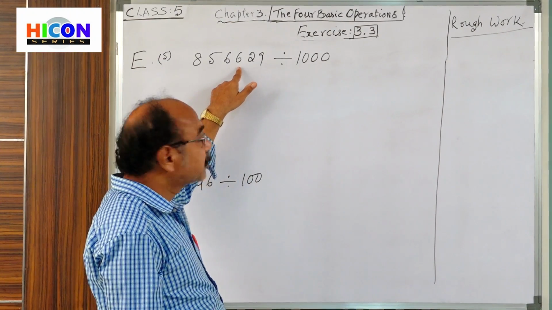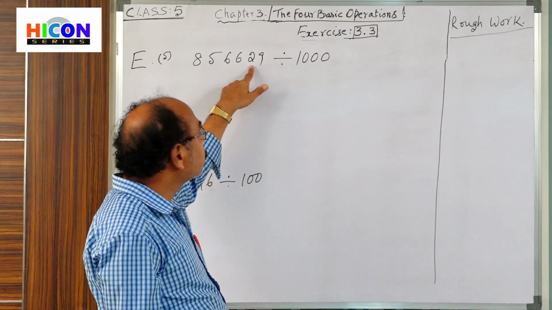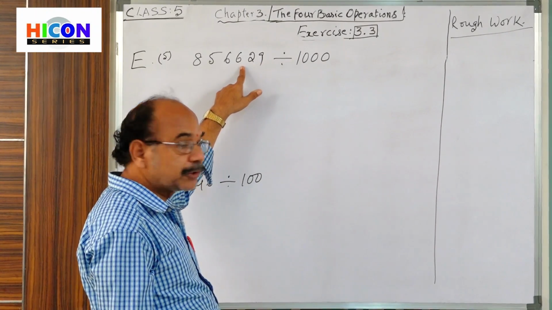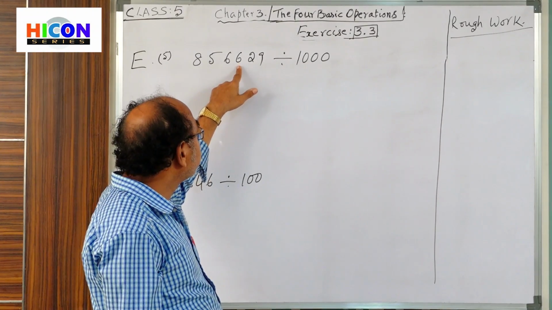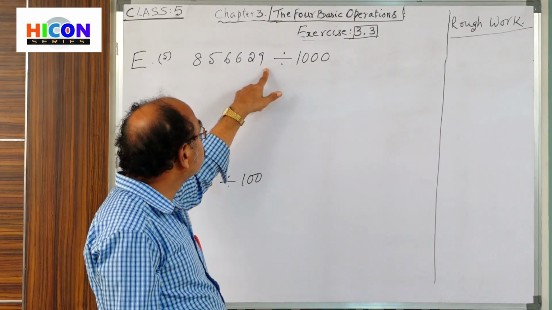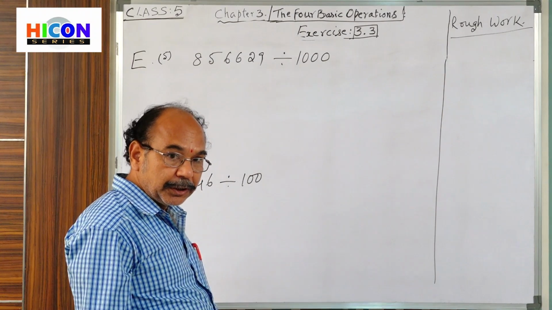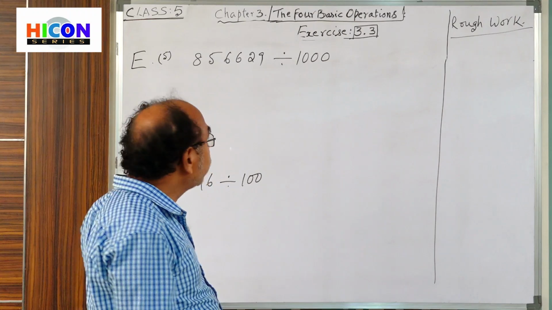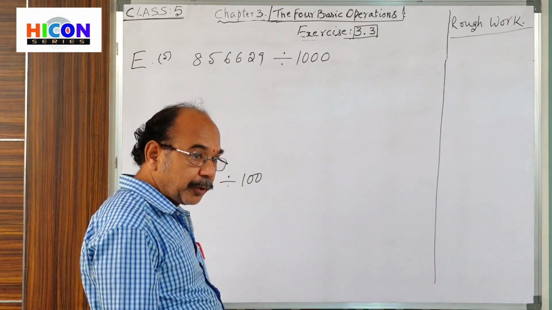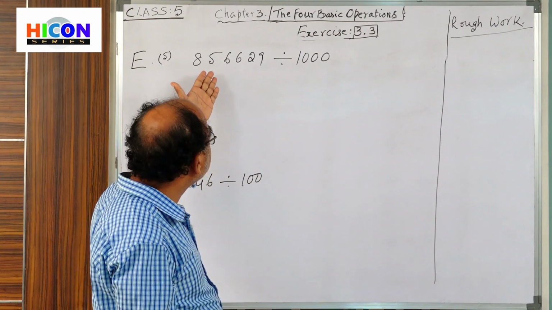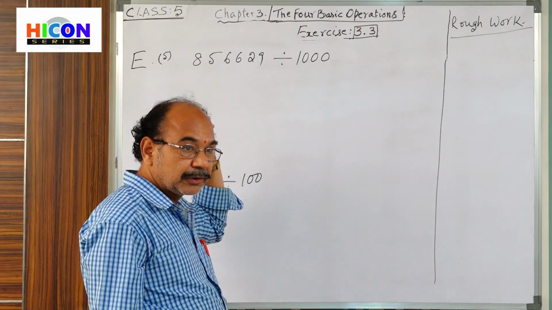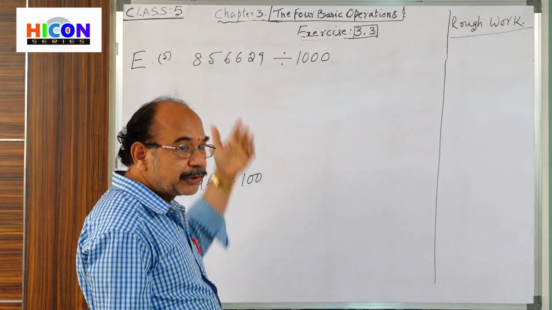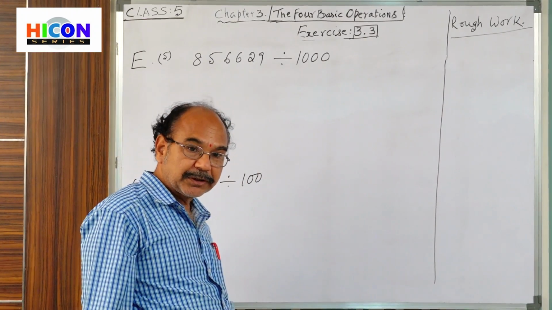the hundreds digit, tens digit and ones digit, the digits in the hundreds place, tens place and ones place go to the remainder. They will occupy the remainder place. The remaining digits, what are the remaining digits? 856. The remaining digits occupy the place of the quotient.